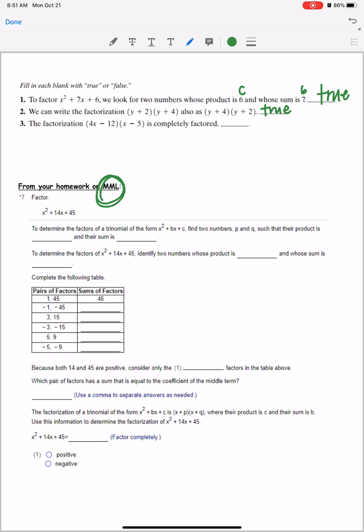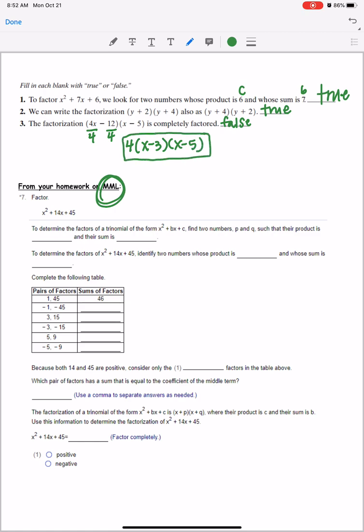The factorization of 4x minus 12 and x minus 5 is completely factored. We haven't really gone over anything like this because we don't really have these issues in this class. But this one is false. The reason is, if you look at this first binomial, you can take out a GCF. We have a GCF of 4. So if you divide everything in here by 4, this would be 4 times x minus 3 and x plus 5.